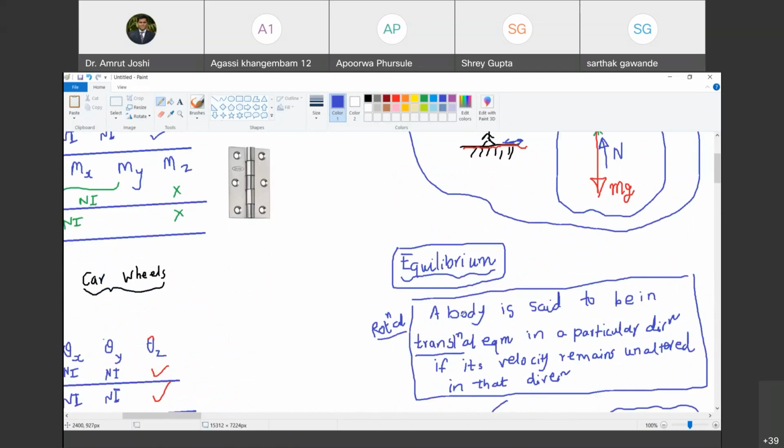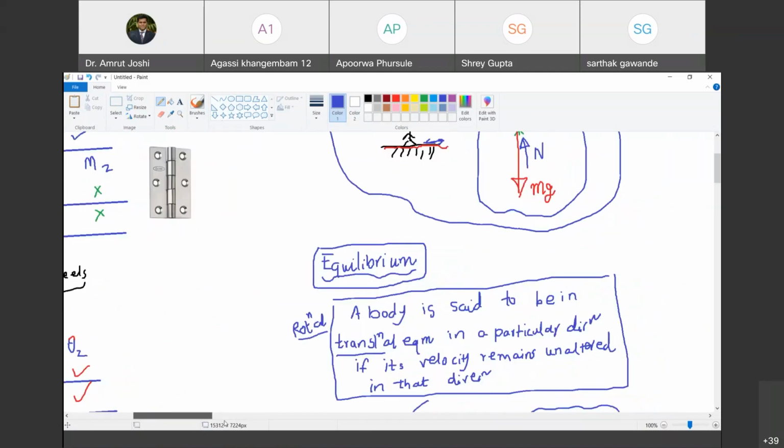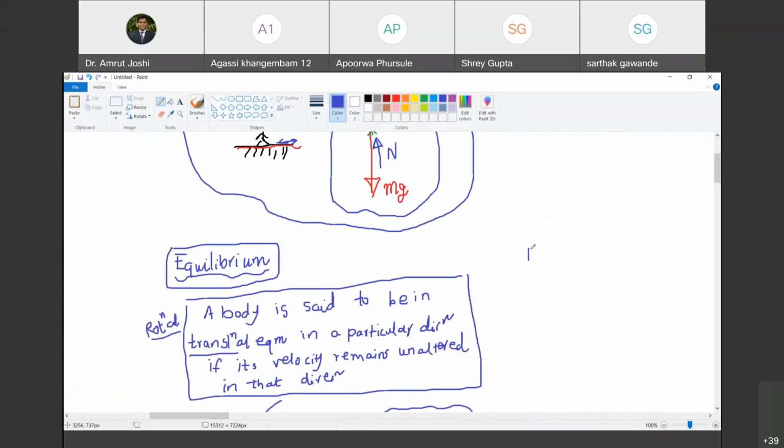Yes, sir. So if you have understood the concept of equilibrium, now we are going to talk about equations of equilibrium. Are you with me? Yes, sir. So what are equations of equilibrium? Now I assume that the body is in absolute equilibrium. Are you with me? Yes, sir.